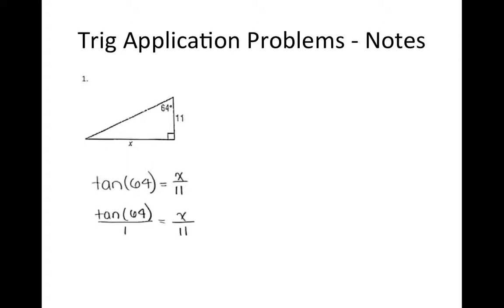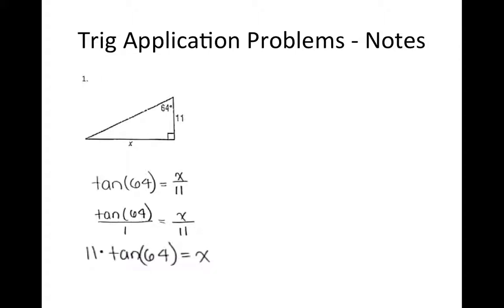Looking further, let's go ahead and use our trig functions to help us find missing side lengths. In this first one, you can see that we're given the angle 64. We're given the side opposite, which is x, that's what we're trying to find, and the side adjacent, which is 11. Therefore, we would set up our equation as tangent of 64 equals x over 11.